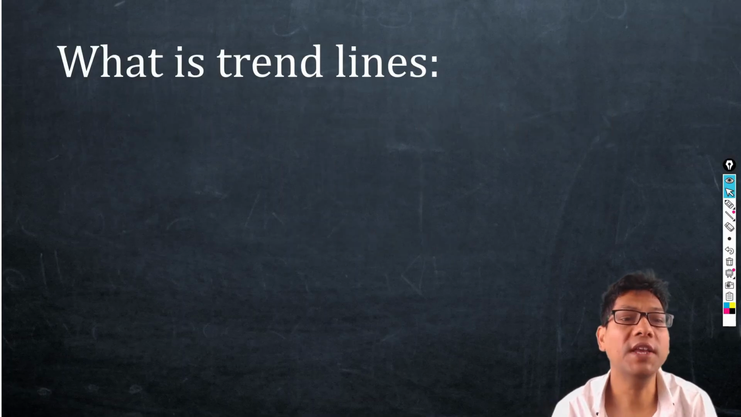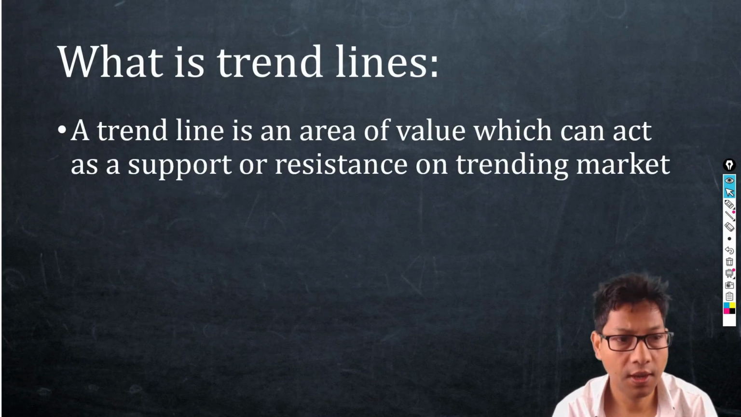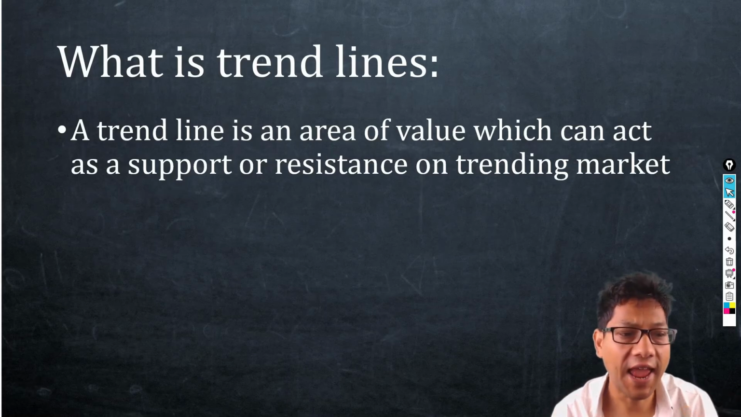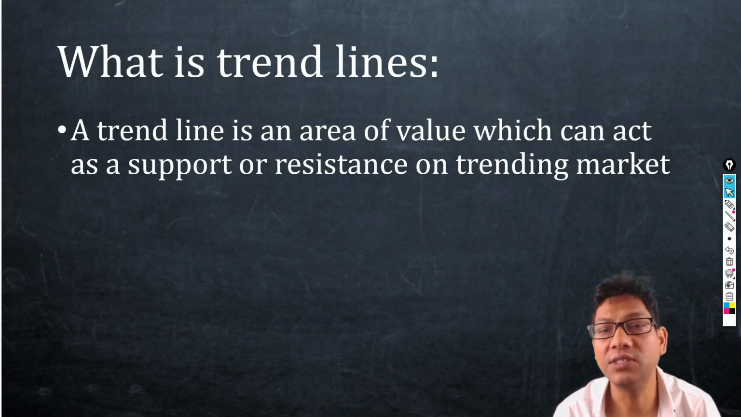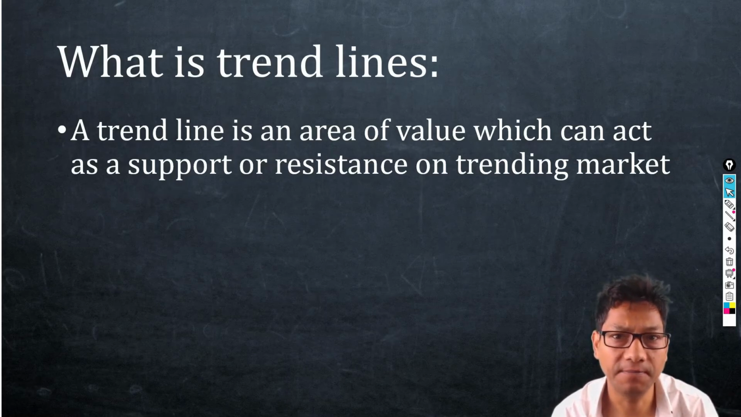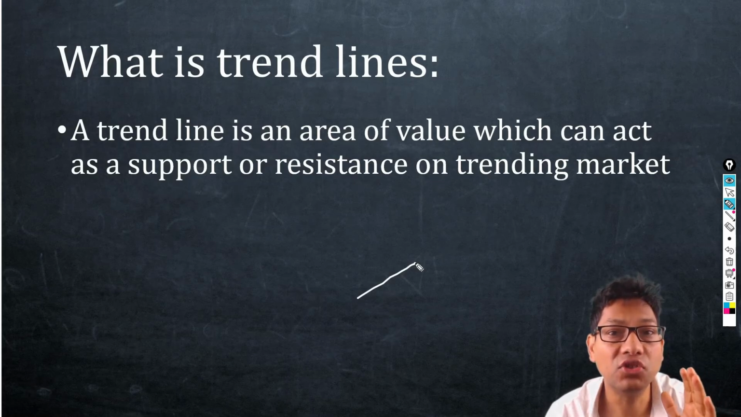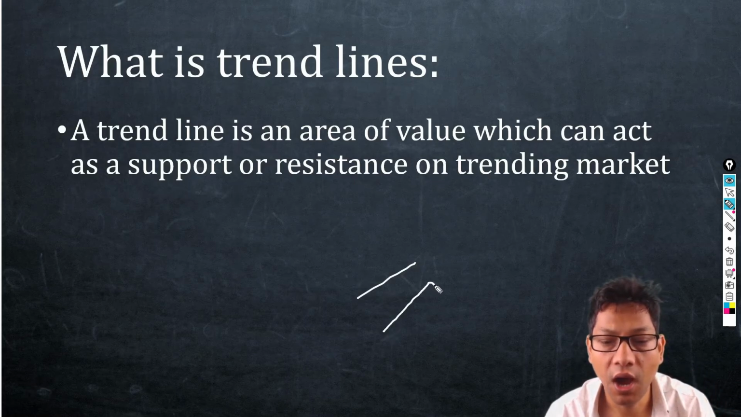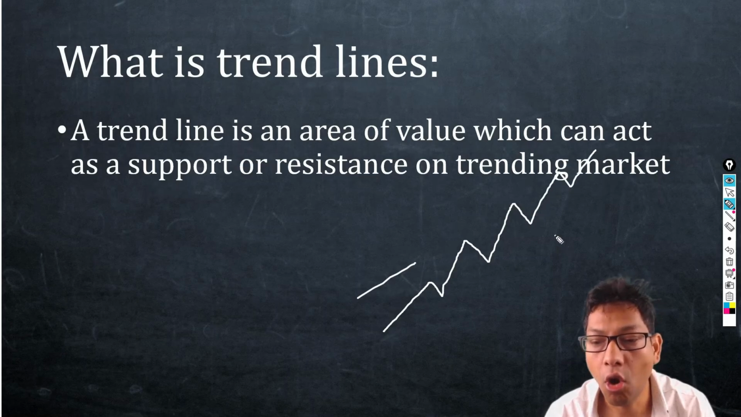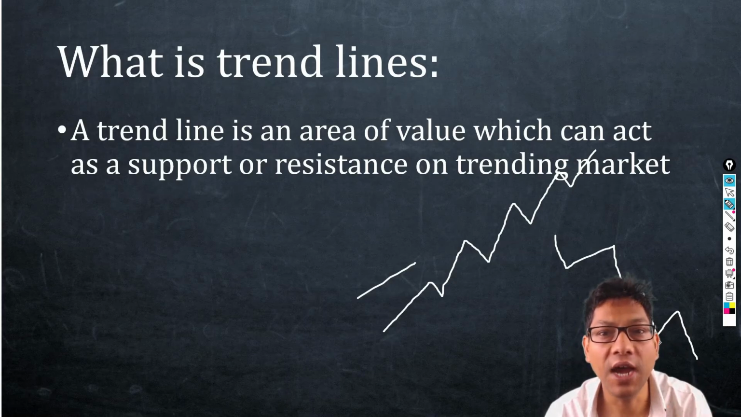So first of all, what is a trend line? A trend line is an area of value which can act as a support or resistance in a trending market. So what does it mean? When an instrument moves, it will never move in a straight line. It will create higher highs and higher lows in an uptrend, or lower highs and lower lows in a downtrend.